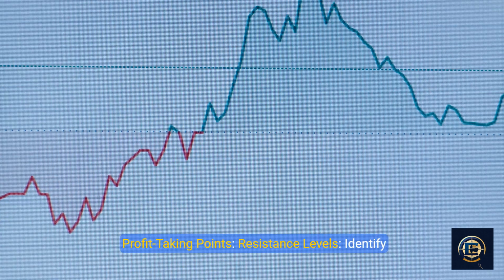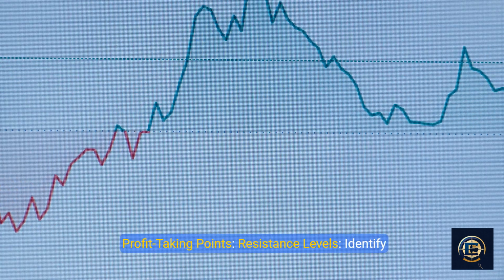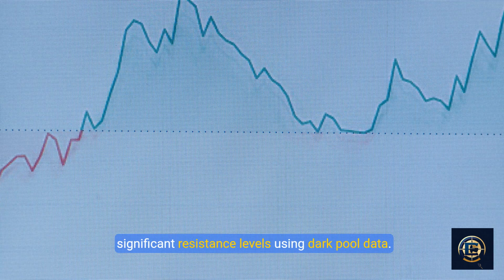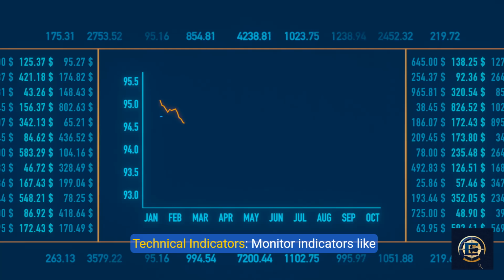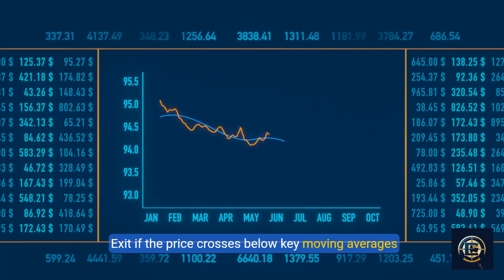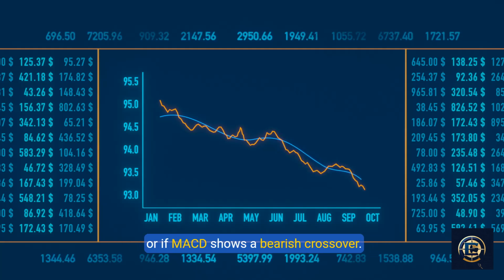1. Profit-taking points. Resistance levels. Identify significant resistance levels using dark pool data. Consider taking profits as the price nears these levels. Technical indicators. Monitor indicators like moving averages and MACD. Exit if the price crosses below key moving averages or if MACD shows a bearish crossover.